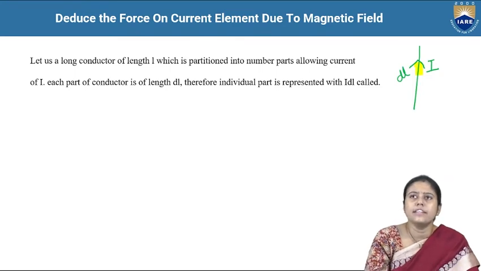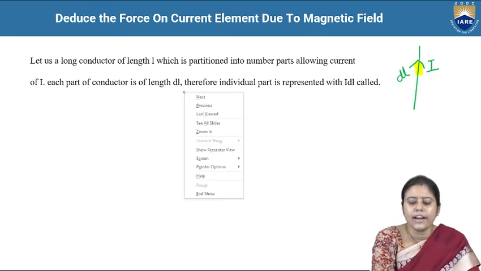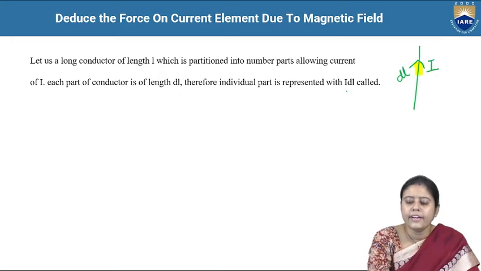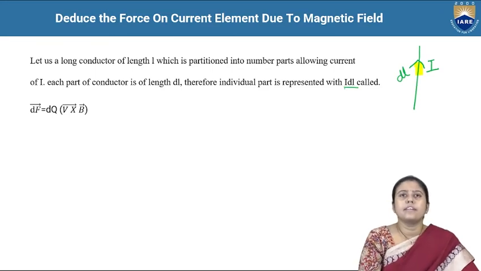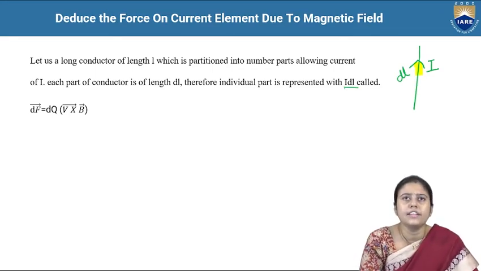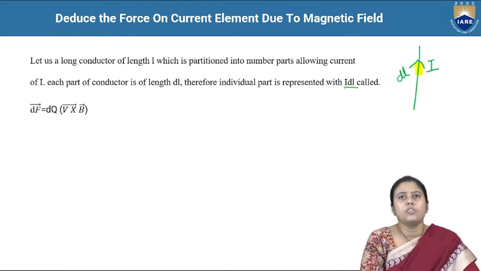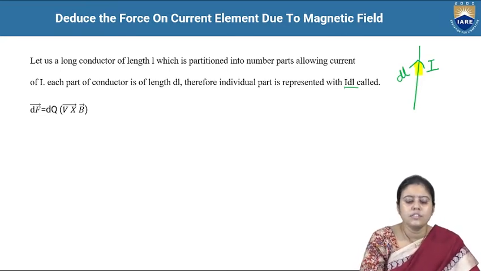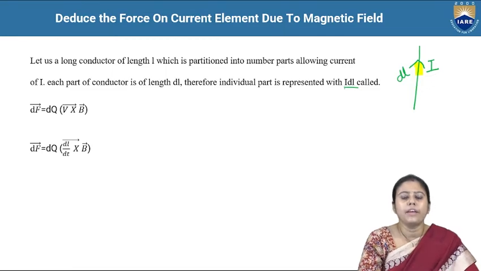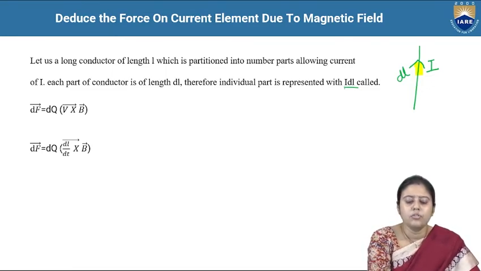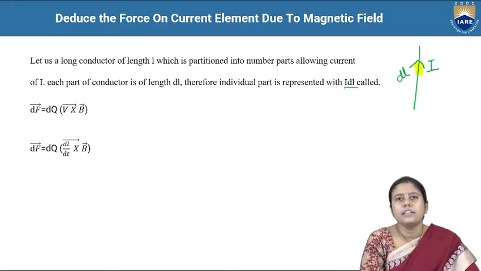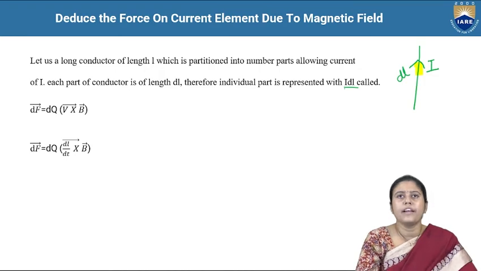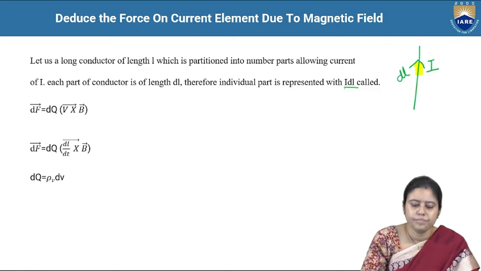So what is the current in the small length? The small length current is given as I dl. Already we have discussed that the force in a magnetic field is dF equal to dq v cross B. And what is v? v is the velocity, equal to dl by dt. Velocity means rate of change of the distance. So we can write v is equal to dl by dt.